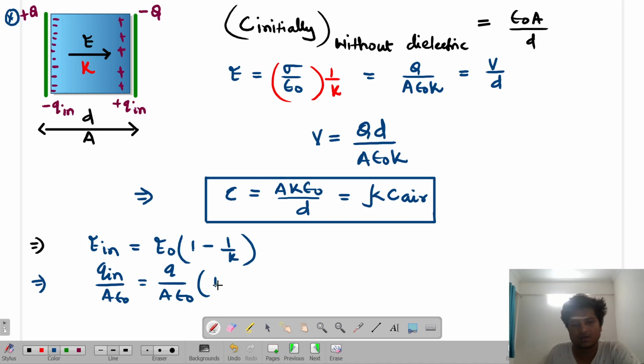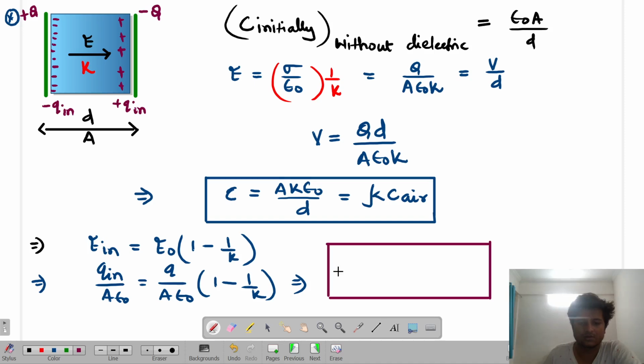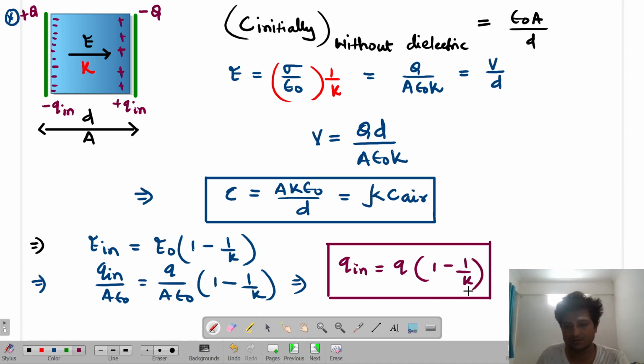Are you able to get me? 1 minus 1 by K. So this implies we got the formula for the charge induced: Q induced is Q times 1 minus 1 by K. Means whatever my original charge was, it becomes 1 minus 1 by K times. Are you able to get me? Understood?